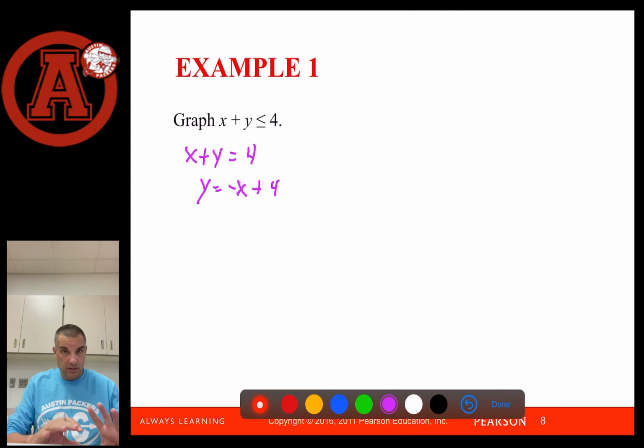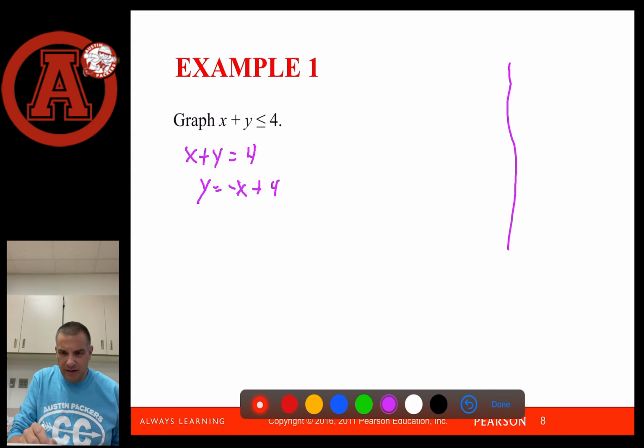So this is one way that you can do it. And this is what we did in the last unit when we graphed linear equations. We solved for y quite a bit. So we've got the slope and we've got the y-intercept. To me, it's one way to do it. Is it the easiest way? It depends on what you want to do, I guess.